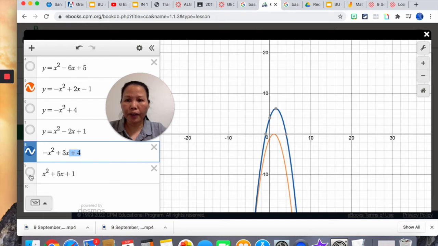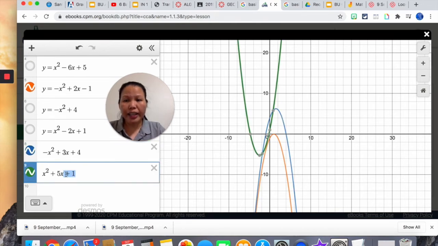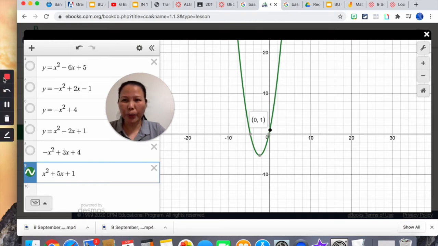Now, one more graph. This one is going up because of the positive in front of the x squared, and it crossed the y-axis at +1. So the y-intercept is +1 on this green graph. And let's take off the blue so we don't get confused there. And even maybe the orange. Here is the (0, 1). If I put my mouse on that point, it tells me that's the point (0, 1) right there.